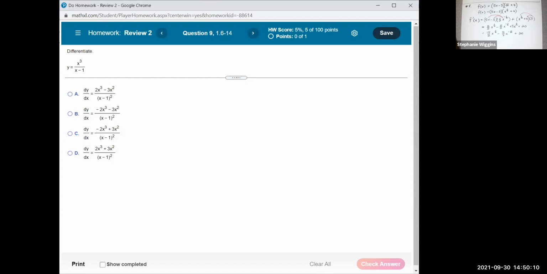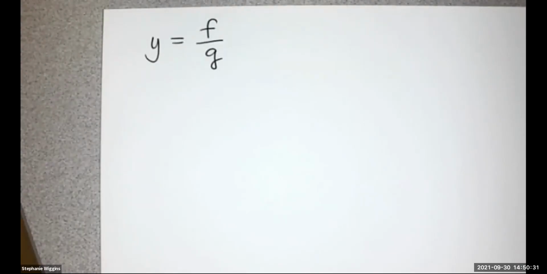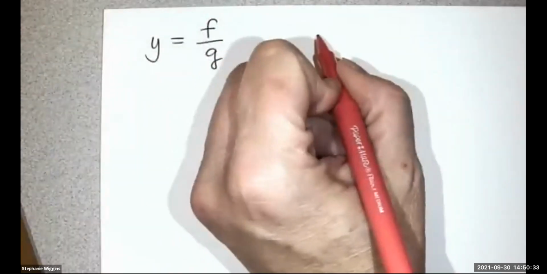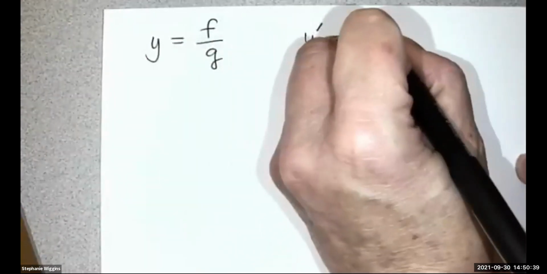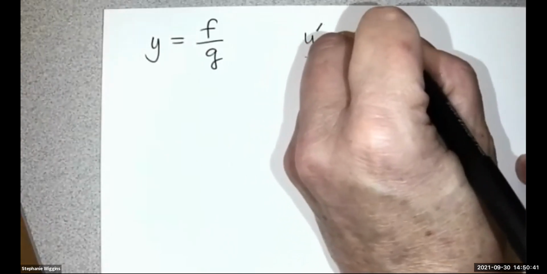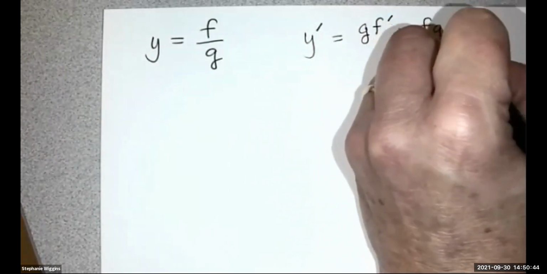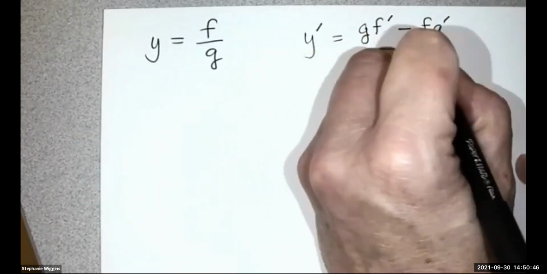All right, moving on now to the quotient rule. So we're still in section 1.6, but we've covered the product rule pretty extensively. Now let's do the quotient rule. The quotient rule just is this. If you have y equals f over g, that's a quotient when you have a fraction like that. To find the derivative of that, you take the bottom function, you always start with the bottom function, g times the derivative of the top minus the top function times the derivative of the bottom, all divided by the bottom function squared.